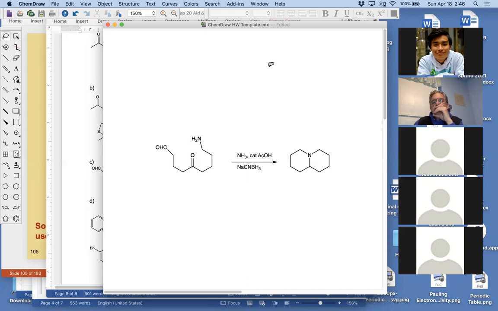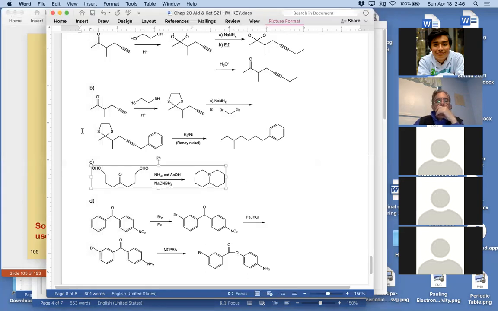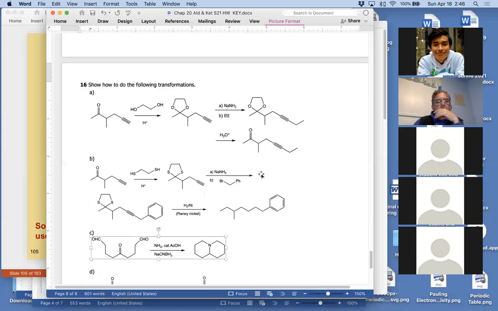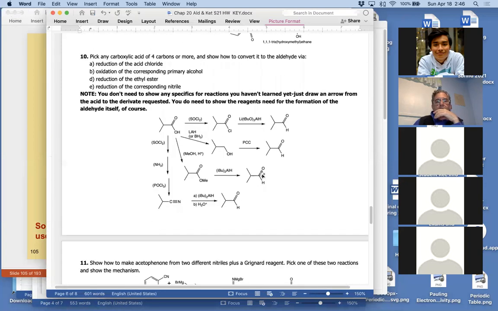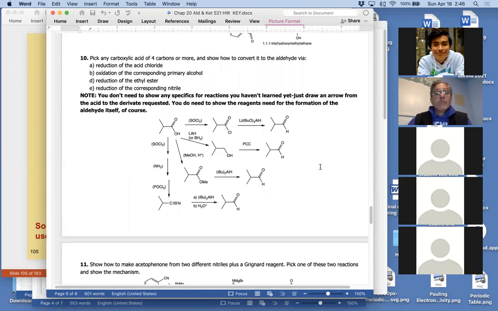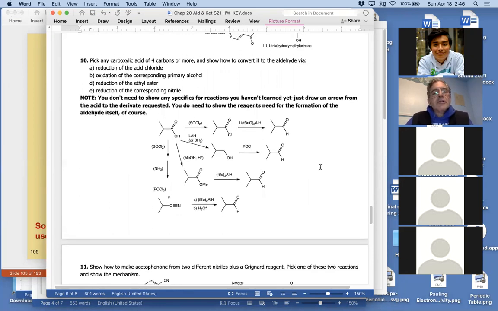All right, I have one more question on the homework answer key. It's on 10D. Yeah, so 10D, to create the ester, is that acetal formation? Like not hemiacetal? Like what is happening there? 10D? So the third one. There's no C here. That's why I'm confused. Reduction of the ethyl ester.